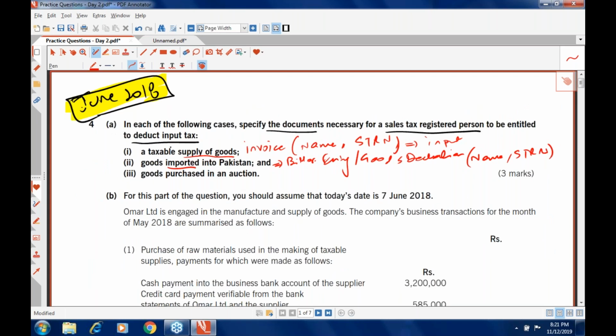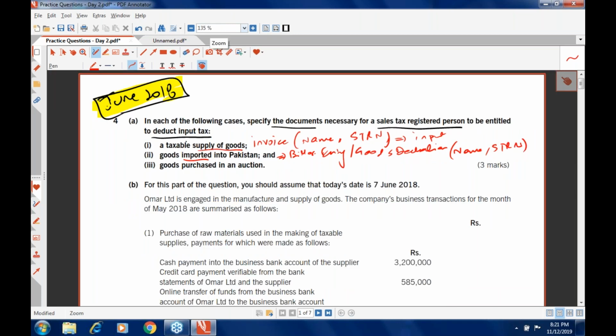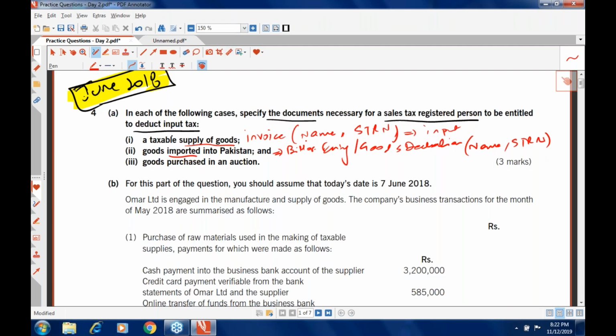In order to claim the input, you need to actually fulfill certain conditions. If those conditions are fulfilled, then you can claim the input, otherwise you cannot. So what are those conditions? If it's a local purchase, the invoice should be there. Your name and your sales tax registration number should be there in the invoice. If the goods are imported into Pakistan, the bill of entry or the goods declaration with your name and sales tax registration number should be available. Then you can claim input.